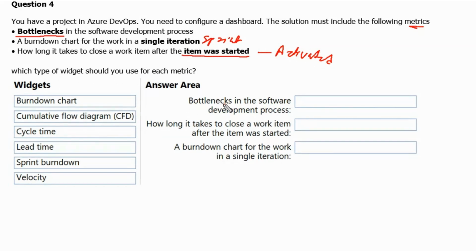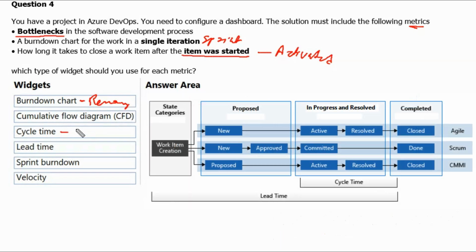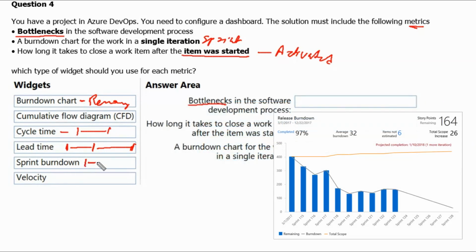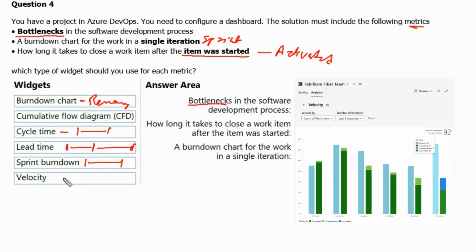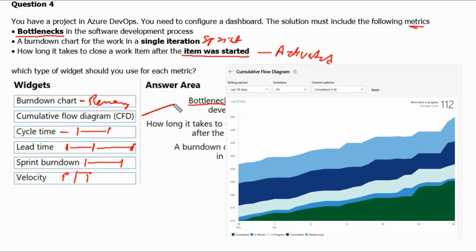The first statement talks about bottleneck. So we have choices. Burn down chart talks about the remaining work. Cycle time is the duration between activation of the work item to completion of the work item. Lead time is when the item is created and activated and then completed. That duration is called lead time. Sprint burn down is the burn down chart for a single sprint. Velocity is the comparison between planned and tracked work items. Planned versus tracked. So for bottlenecks, the cumulative flow diagram is used.